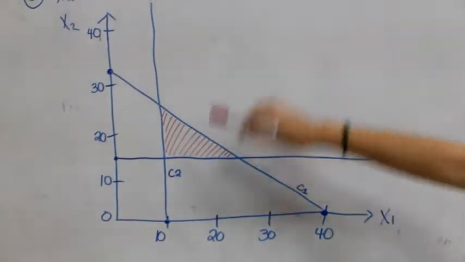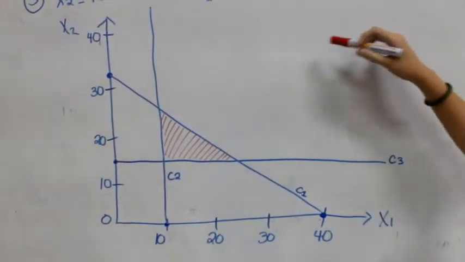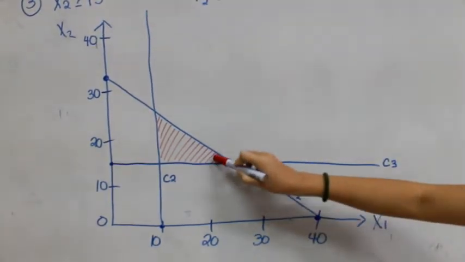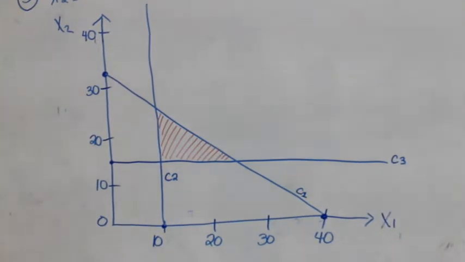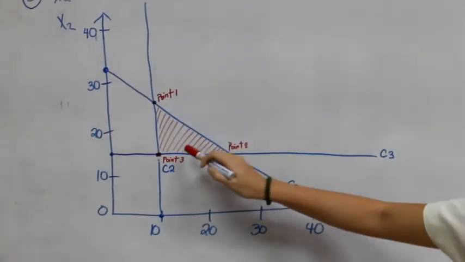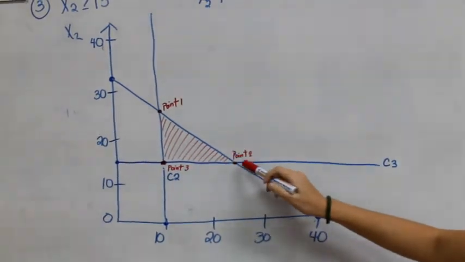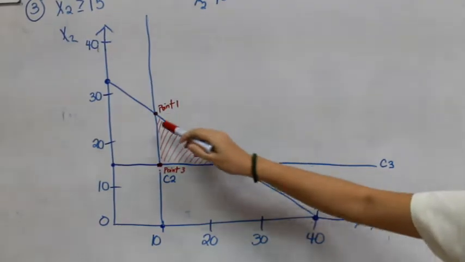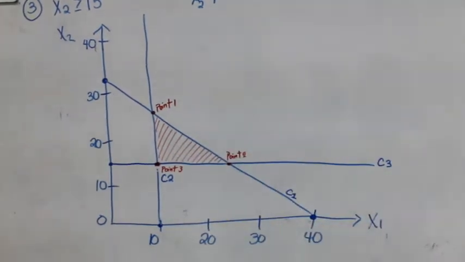So here is a graph of all the plotted constraints, and we find the feasible region that satisfies all of the constraints. It is within this feasible region that we find our optimal solution. We use the corner point method to get the points of this region.